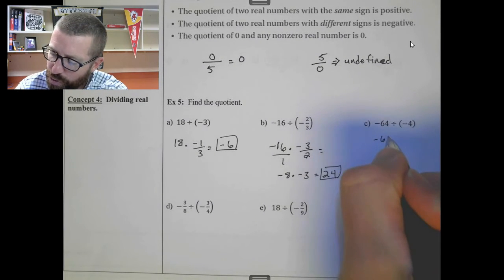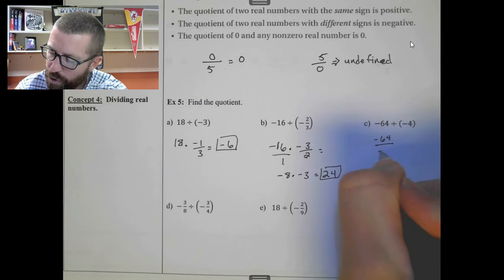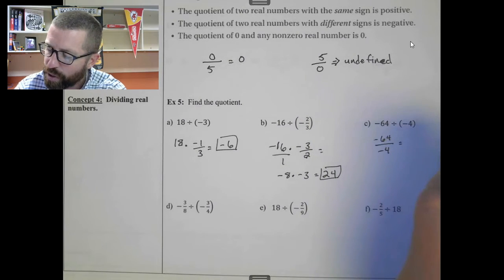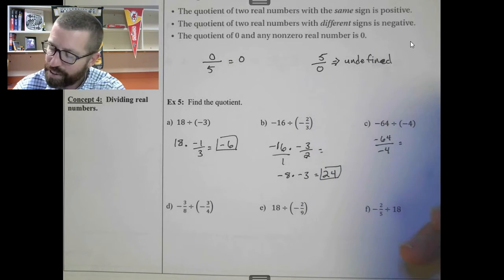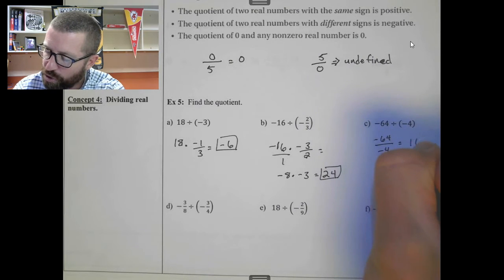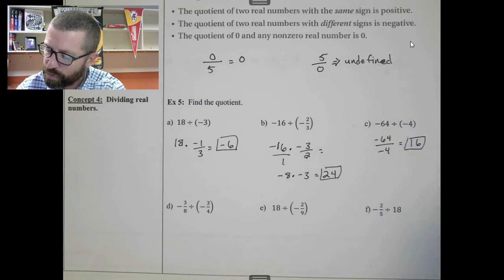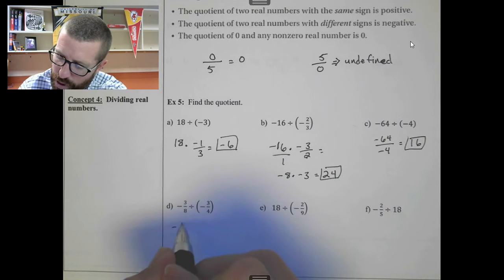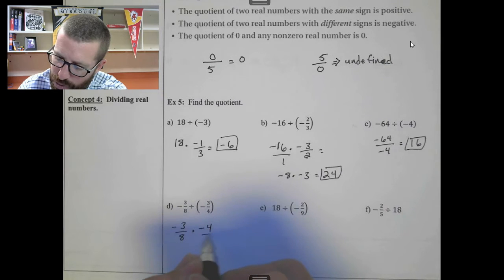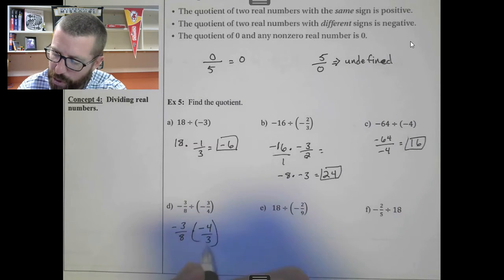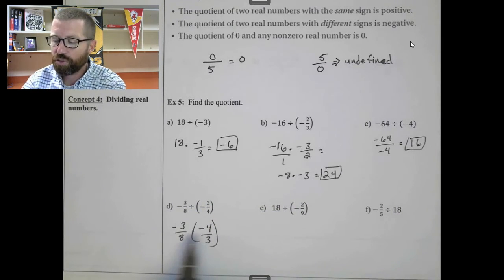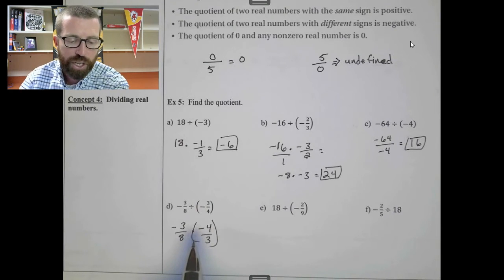It's -64 divided by -4. Another way to write it is like this, and that's just 16. And it's positive because they're both negative. -3/8, we're going to times it by -4/3. You could also just do multiplication with parentheses. If there's a parenthesis with no sign in between, it means to multiply.